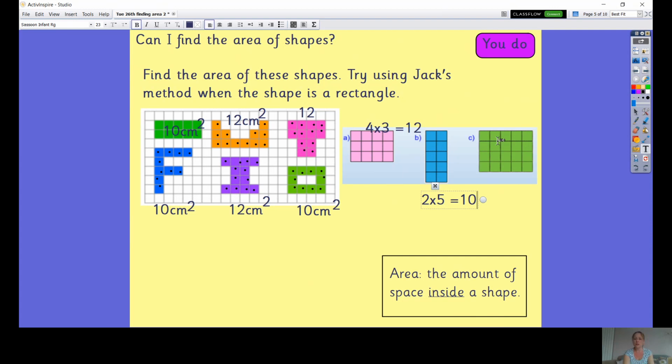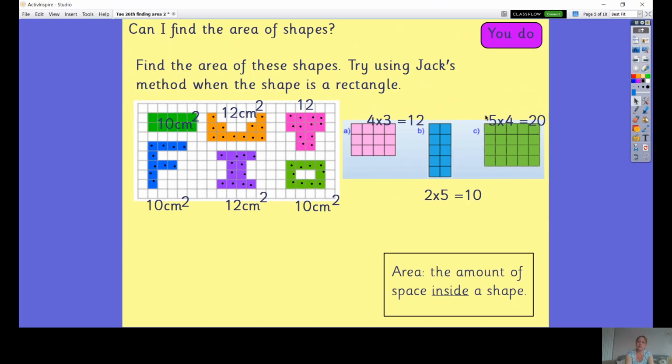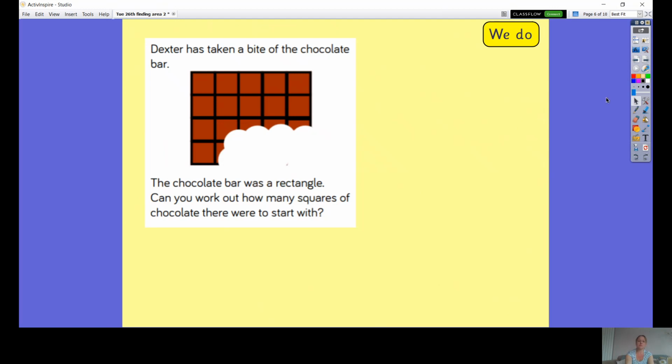And then this one, 1, 2, 3, 4, 5, and then there's 4 rows. So there's 5 squares in 4 rows. So I can do 5 times 4 is 20. Okay, so I did those, you might have noticed, much quicker, because I could just use my multiplication tables, my times tables, to work those ones out. Right, let's move on to this one.